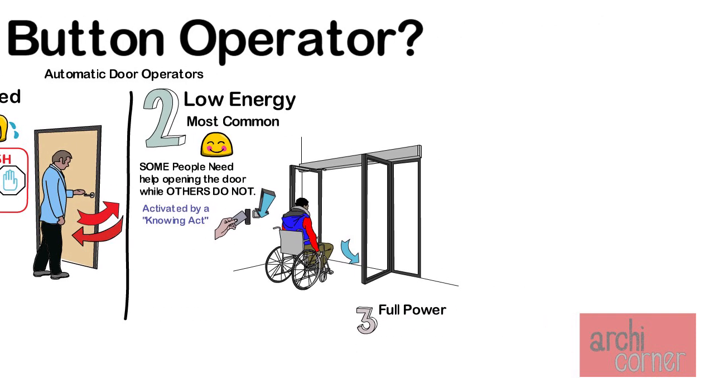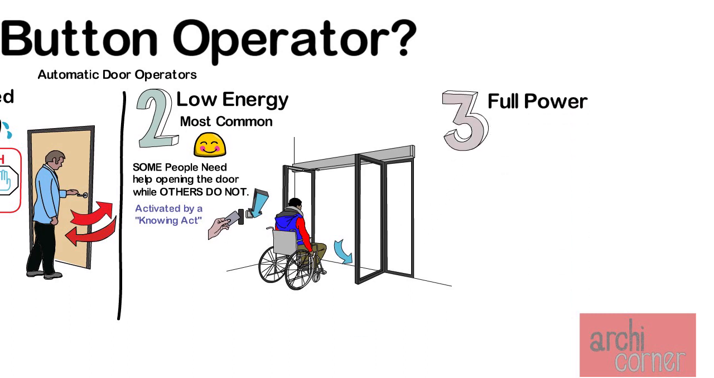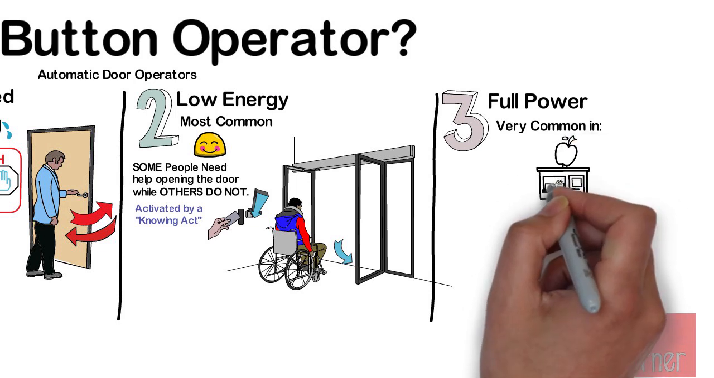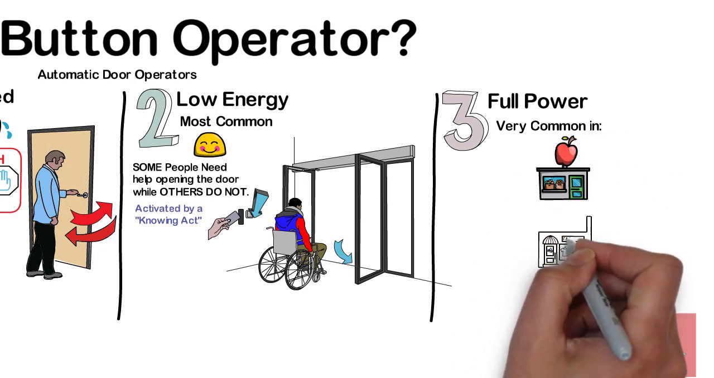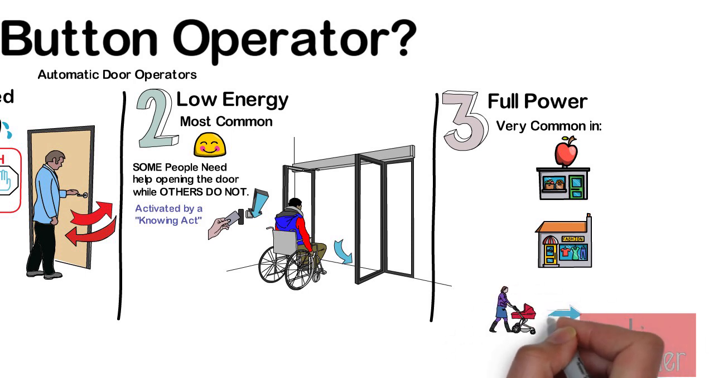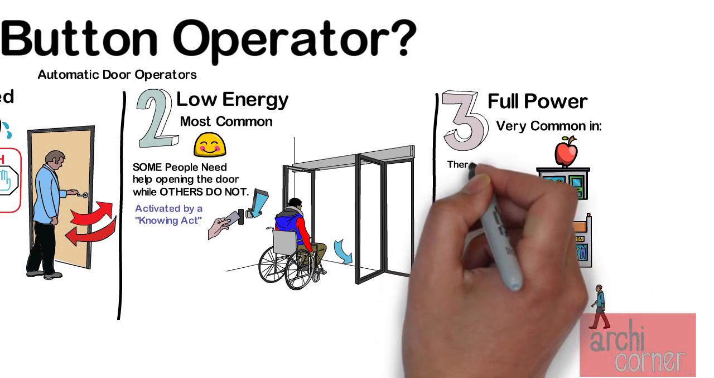The third and last type of automatic operator is full power. These types of automatic operators are very common in local grocery store entries, retail store entries, and the like. Usually people walk right up to the door, it opens by itself by means of a sensor, and you just step right in or step right out. You see them all the time.